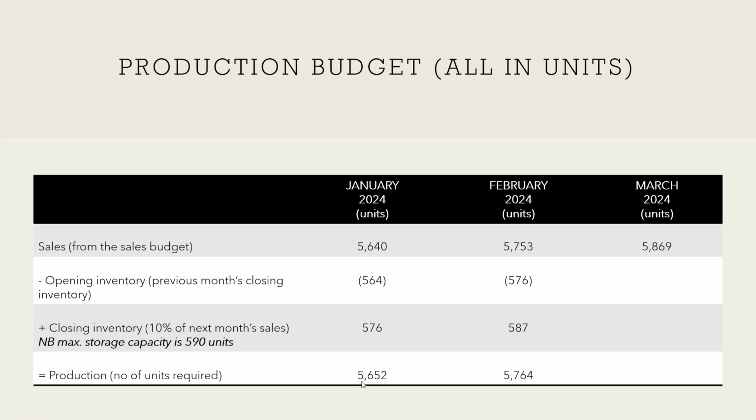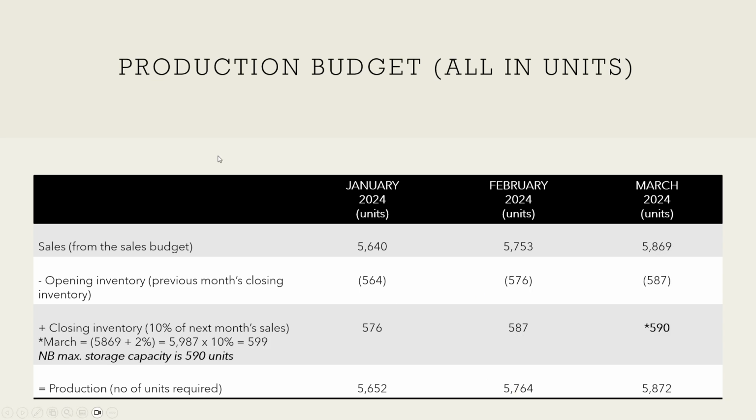And we can then fill in February's. So the closing inventory in January becomes opening inventory in February. Closing inventory in this case is 587, 10% of March's sales figure. That tells us that we need to make a total of 5,764 units. The 587 units then become opening inventory in March.